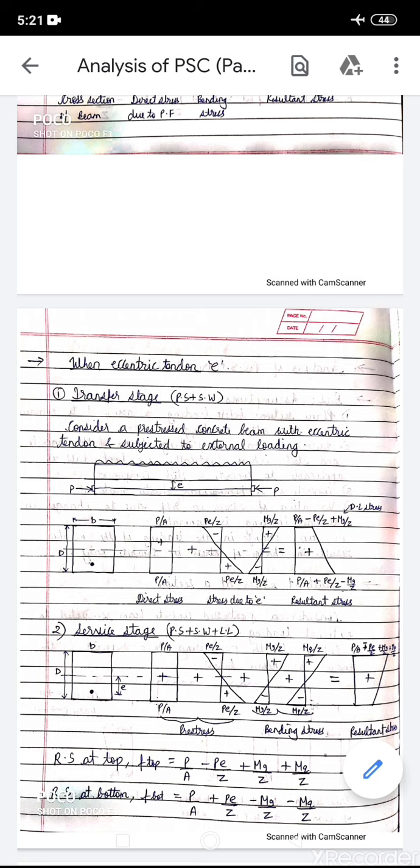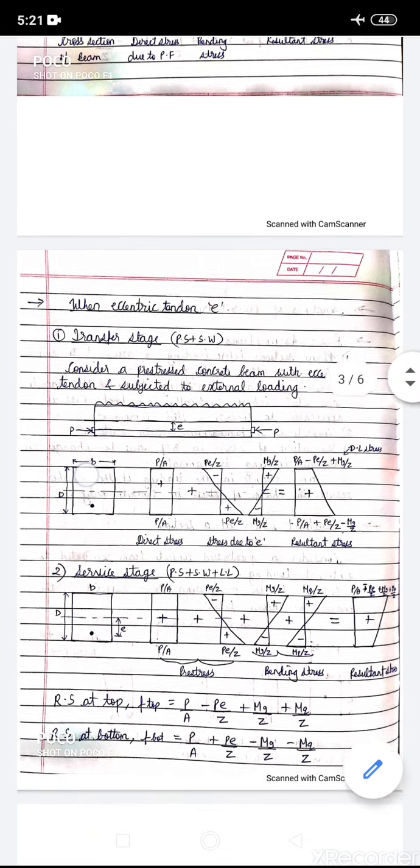At the top it is the summation of all these. P by A, since this is negative, so minus PE by Z plus Mg by Z, where Mg is the moment due to self weight. So similarly at the bottom it is P by A plus PE by Z minus Mg by Z. I hope this is clear.